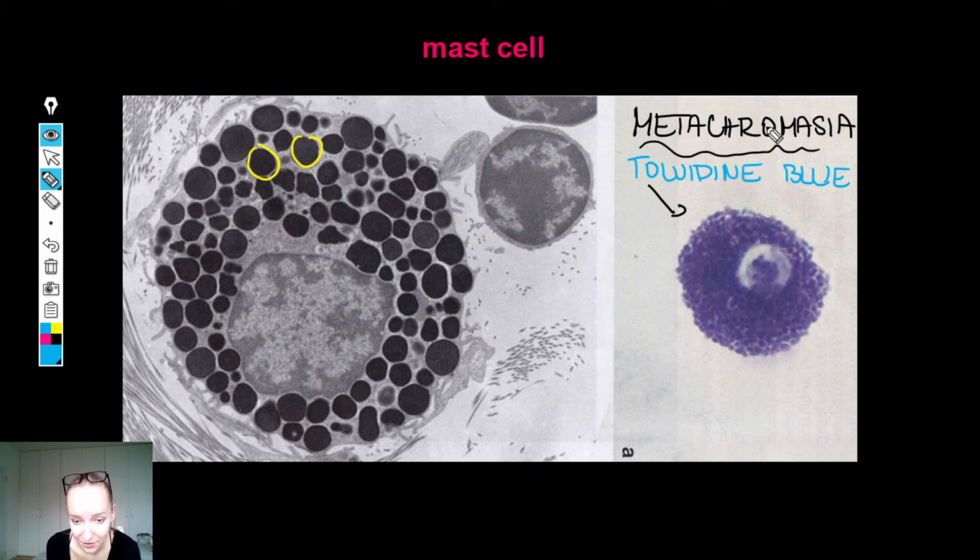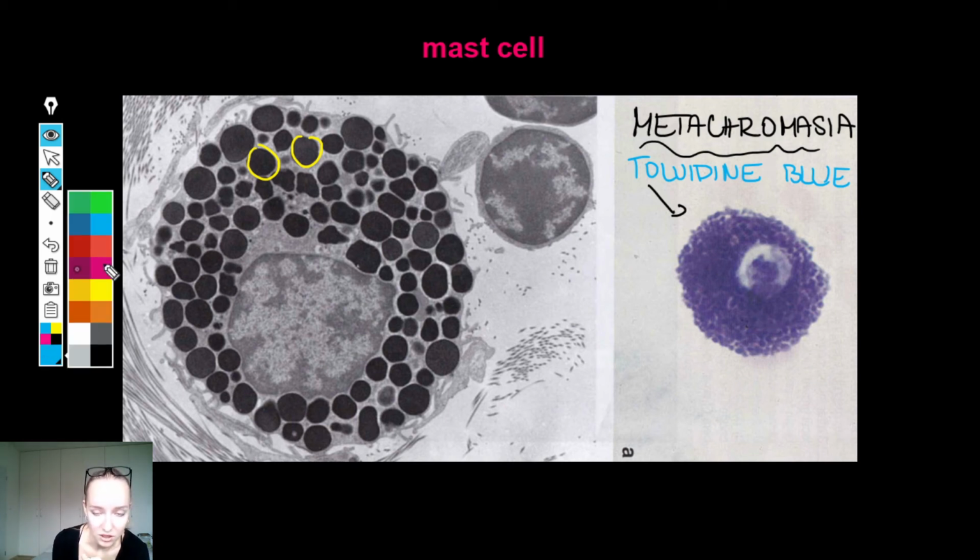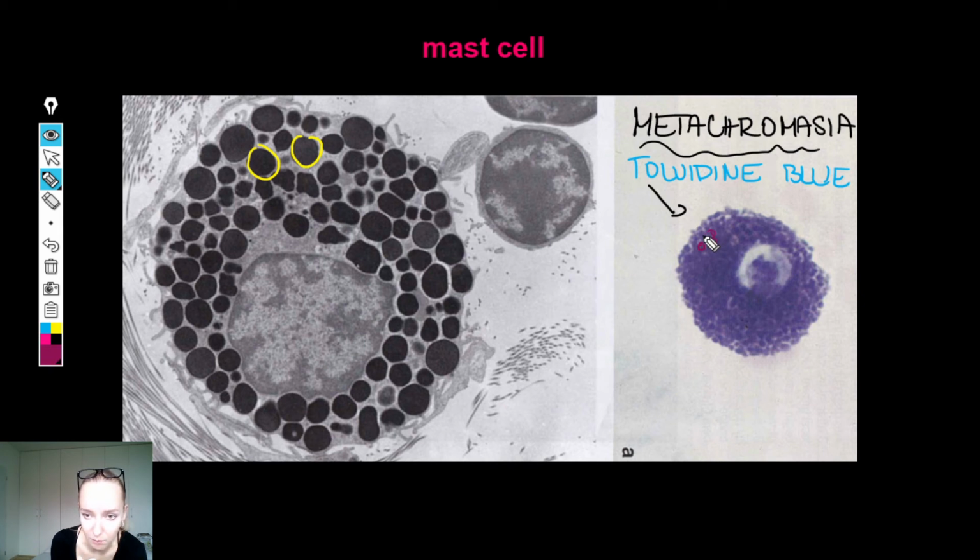It's a phenomenon which means that the color of the dye we used changes when it stains the structure. So it should be blue, but it changes when it stains the structure. So now we can see these granules are violet and sometimes even more purple or reddish, but we can see violet granules right here. Many granules are closely packed together. And this is metachromasia. It's typical for the mast cell.